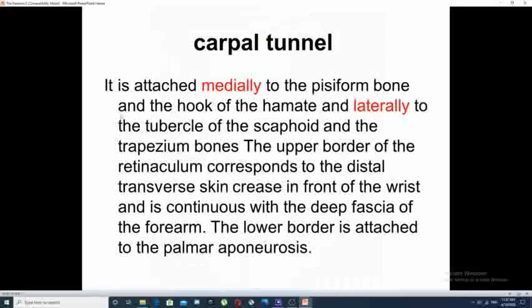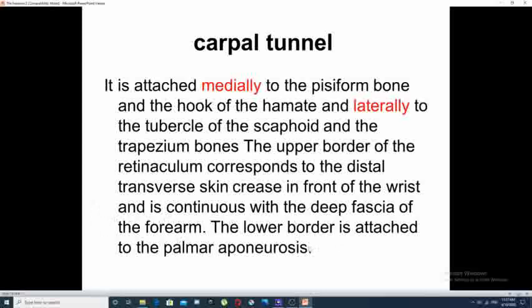The flexor retinaculum is attached medially to the pisiform bone and hook of hamate, and laterally to the tubercle of scaphoid and trapezium bone. These are carpal bones. The upper border of the retinaculum corresponds to the distal transverse skin crease in front of the wrist. It is continuous with the deep fascia of the forearm.